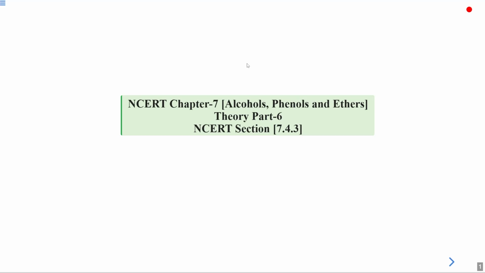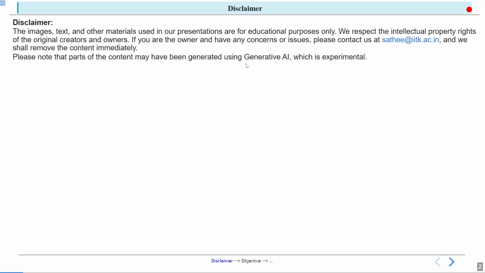Hello students. So today we'll continue a chapter that is NCERT chapter 7 Alcohol, Phenols and Ethers. And today is theory part 6. So this is the disclaimer.